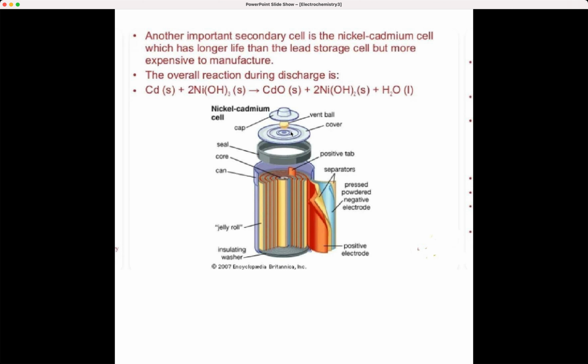We have got a cap here and a vent valve. This is the cover, and you have got a seal here and a positive tap with a core here, and it is enclosed in a can with the separators, and we have got the pressed powder negative electrode and positive electrode here. The insulating washer comes over here with a jelly roll.